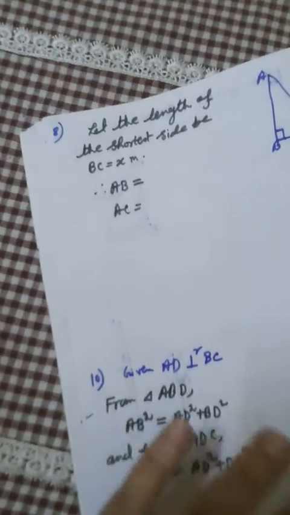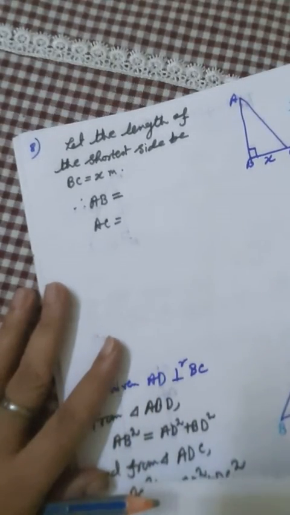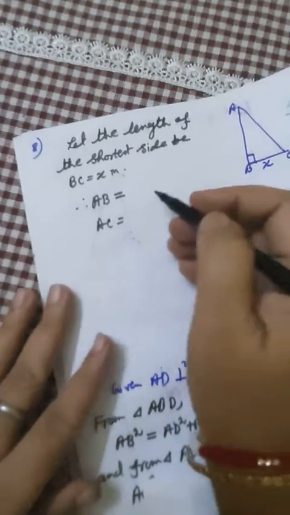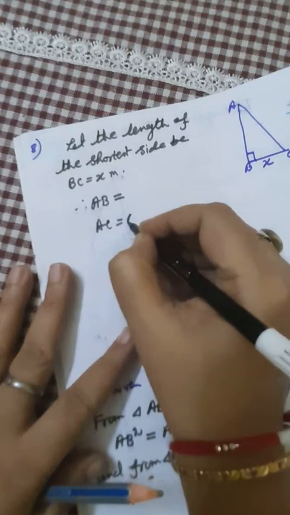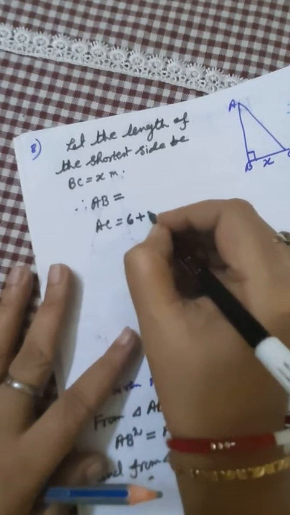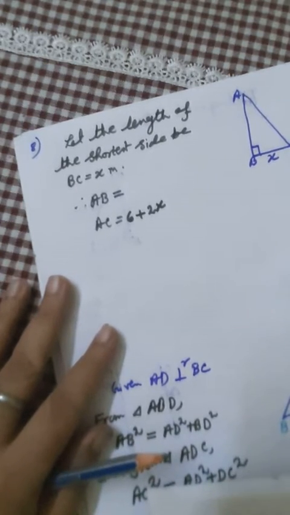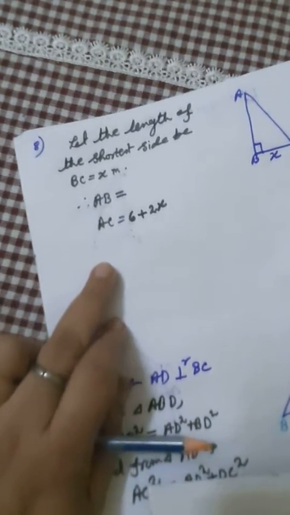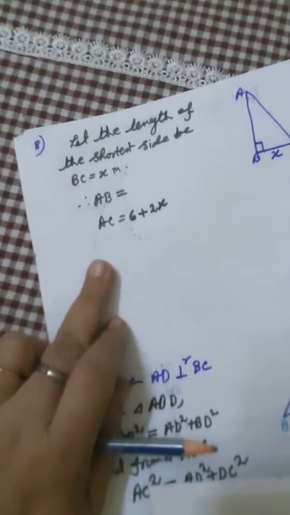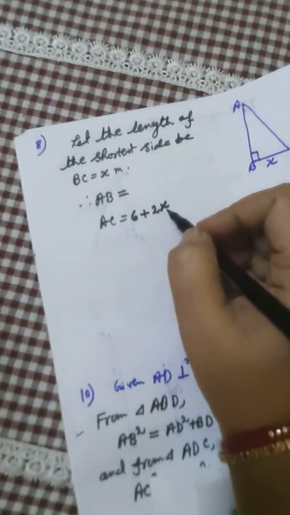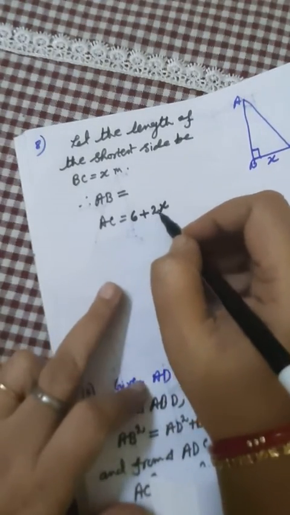I have taken, let the shortest side be x meter. Now what is being said? It has been said the hypotenuse is 6 more. Which one is the hypotenuse? This one. 6 more than what? Twice the length of the shortest side. So the length of the hypotenuse would be 6 more than twice the shortest side. Twice the shortest side means 2x, and 6 more than that means 6 plus 2x.